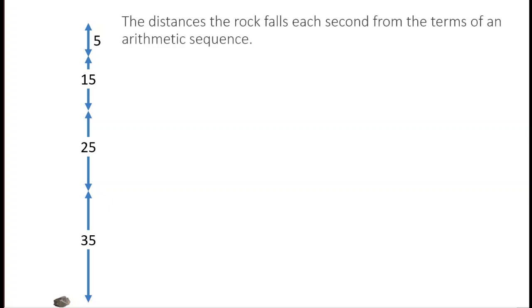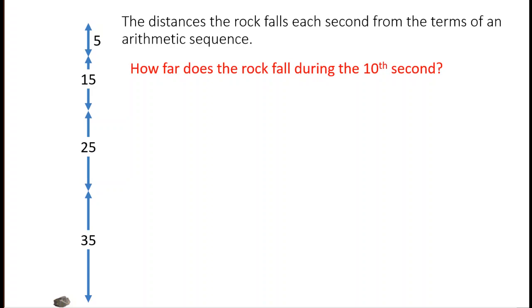Well, what I've got is a rock and I drop it, and in the first second it travels 5 meters. In the second second it travels 15 meters. In the third second it travels 25 meters, and in the fourth second it travels 35 meters. The distances the rock falls each second form the terms of an arithmetic sequence. I need to work out how far the rock falls during the 10th second.